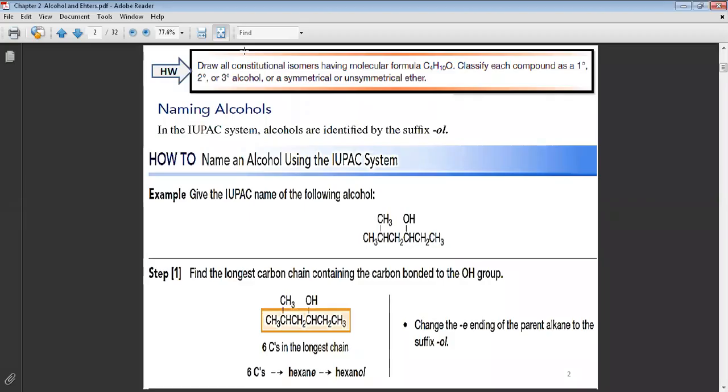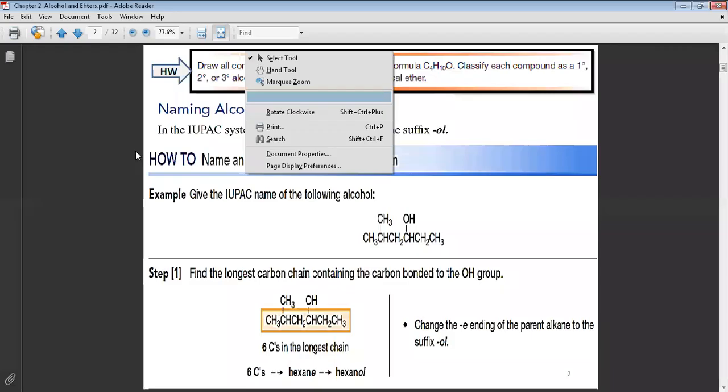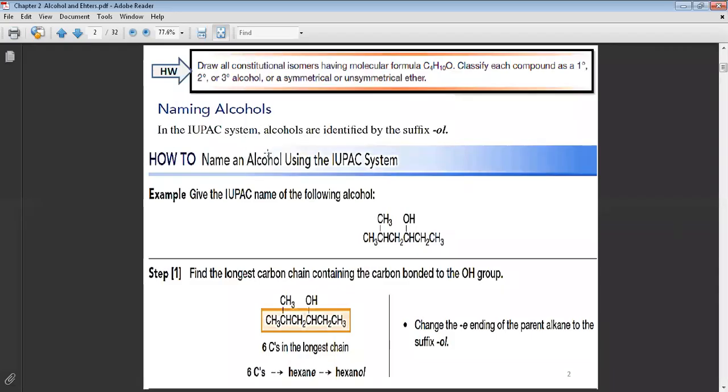Now, as we know, first we learned how to give the name for an organic compound. Here we talk about alcohol and ether. The first thing we'll take is alcohol: how to give a name for alcohol compounds by using the IUPAC system. Like this example, give the IUPAC name for the following alcohol. Number one, find the longest carbon chain containing the carbon bonded to the OH group.